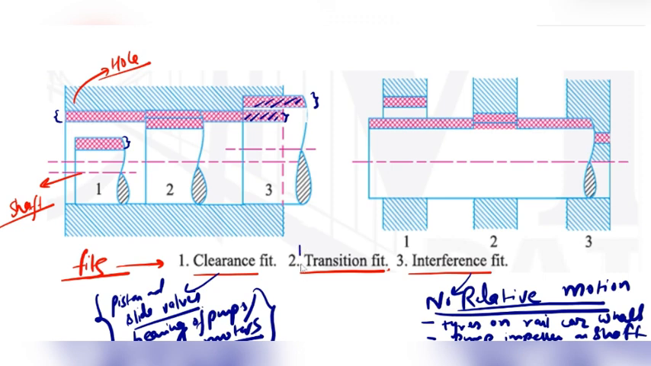Now in between the clearance fit and interference fit comes the other and last fit, the transition fit. In this kind of fit, the tolerance zones of shaft and hole overlap, and this is the tolerance zone and it overlaps in most situations. So it is neither clearance fit nor interference fit, but in between.